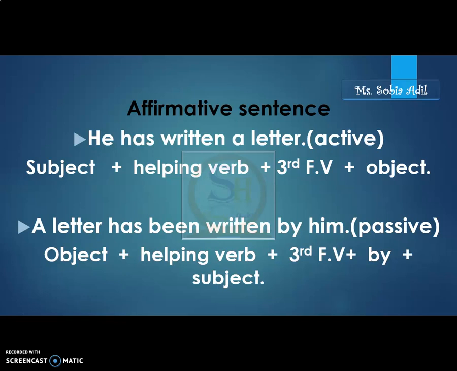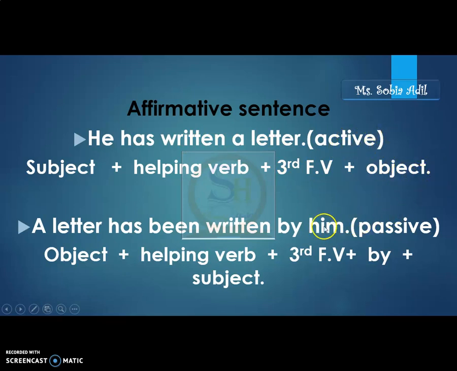The first one, structure for affirmative sentence, the simple sentences. Here is the active voice. He has written a letter. This is the structure we follow in active voice. First we write subject, that is he here. Then we write helping verb. Then comes third form of verb. Then we write object, right? So this is the active voice.